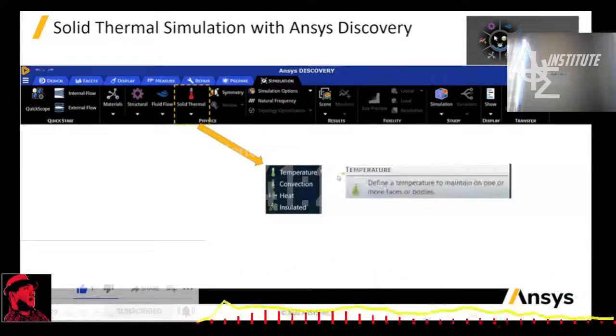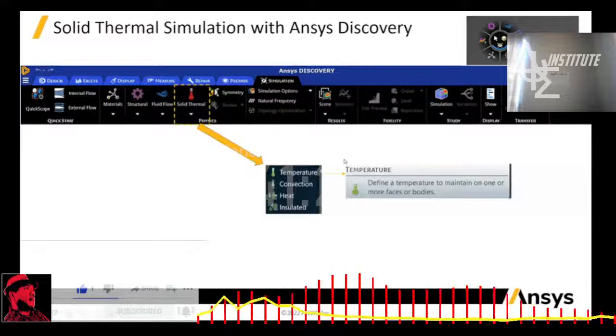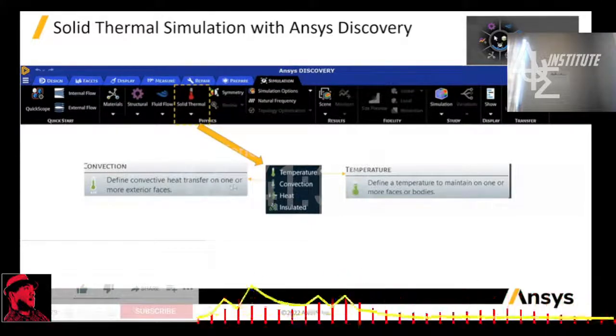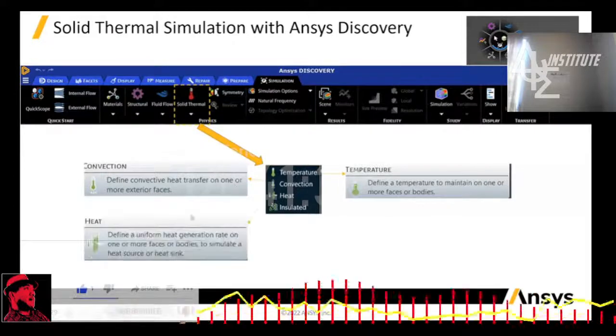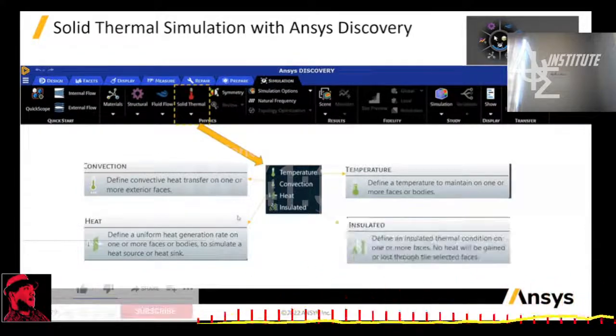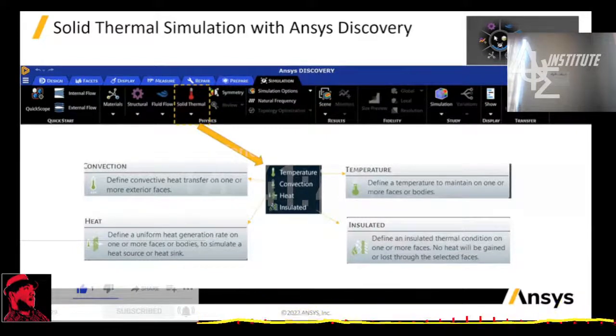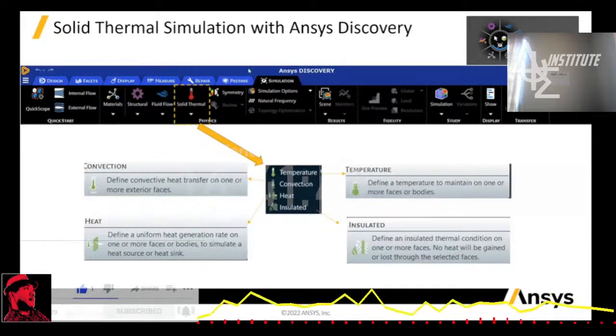You can set up a fixed temperature on a face or a body. You can set up a convective heat transfer on one or more faces. You can set up a heat generation rate on one or more faces to simulate a heat source or a heat sink, or you can set up some level of insulation as well, in which no heat will be gained or lost through a selected face. Now, by combining one or more of these, we can set up our thermal simulations.